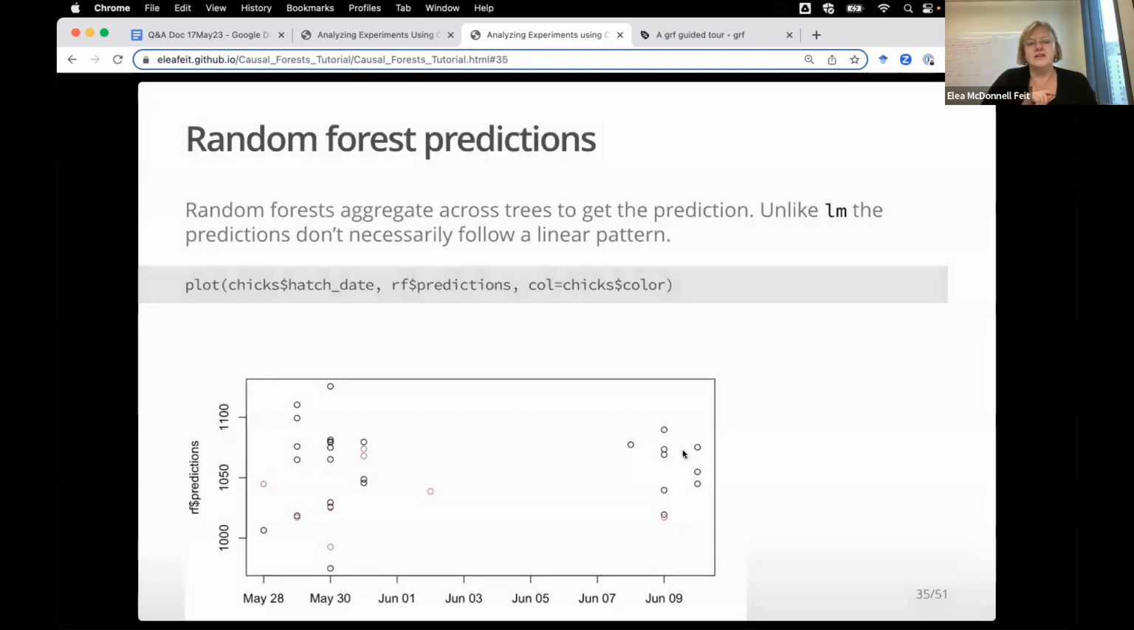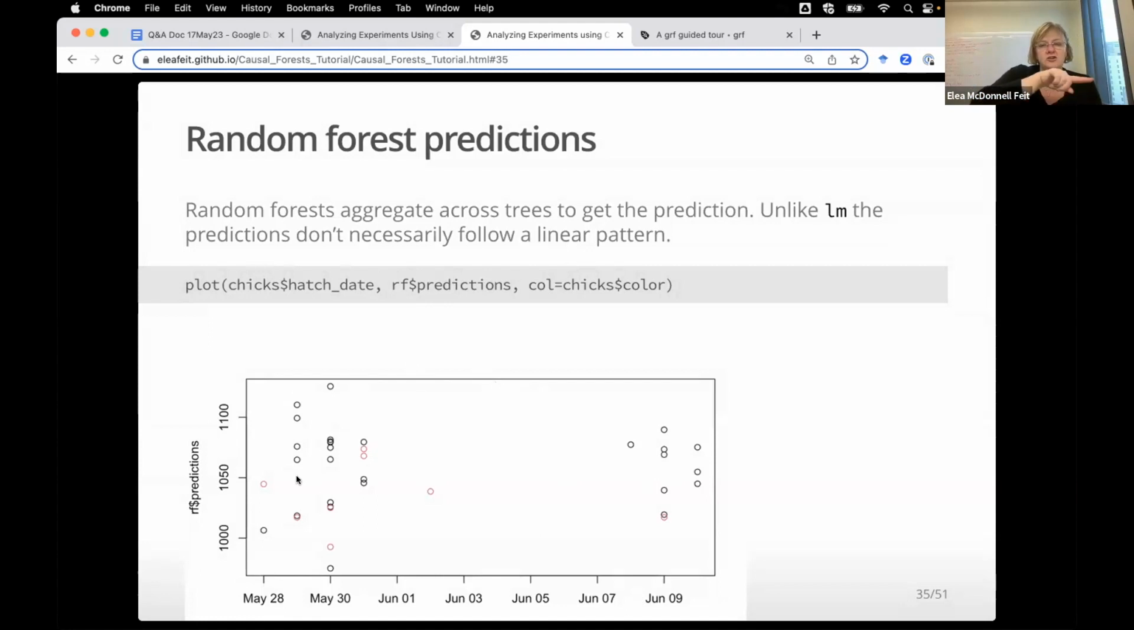Oh, I forgot about this slide. Here's a picture of what the predictions look like. So I take these RF predictions, we'll pull the predictions from the random forest for the observations in the original data set. And I'm plotting the predictions against the hatch date. And you can see it doesn't follow a line like a regression would. It has all these sort of different values.